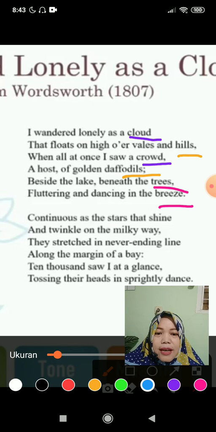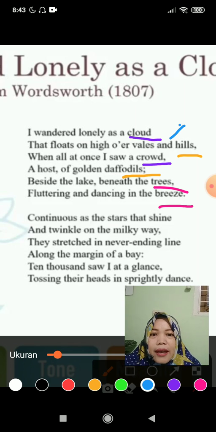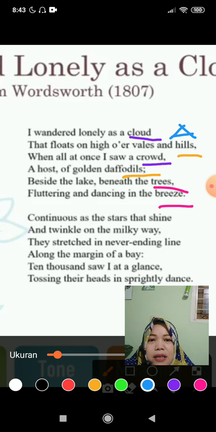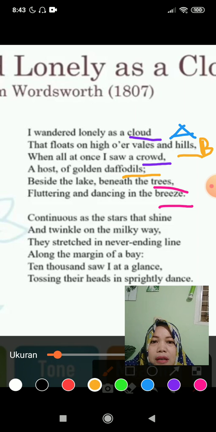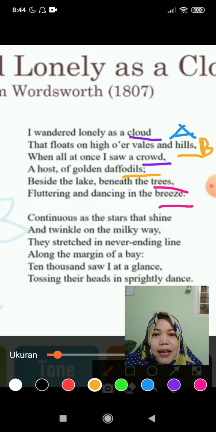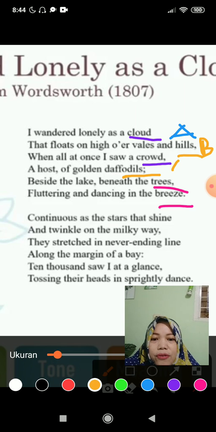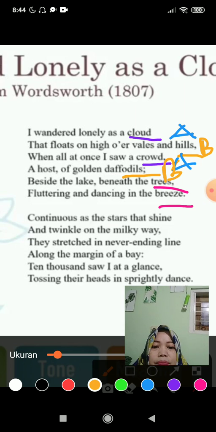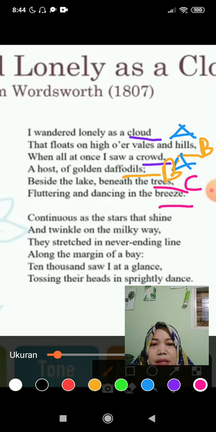For the first line in the first stanza, it could be A. And then hills is different, so that will be B. And then crowd will be A again. And then daffodils will be B. And then for trees and then breeze, it will be C, and the other is C.